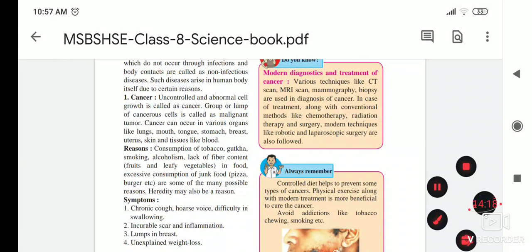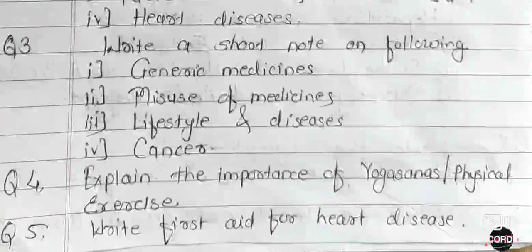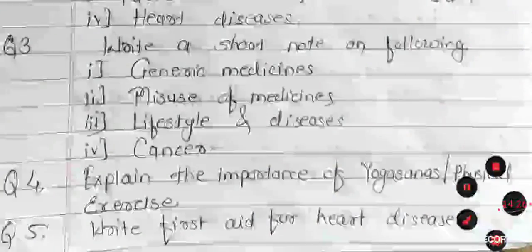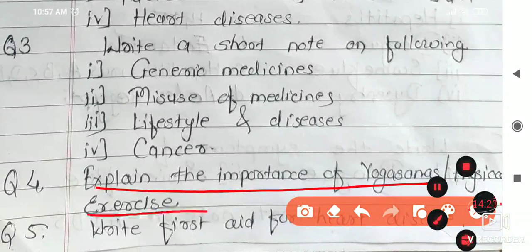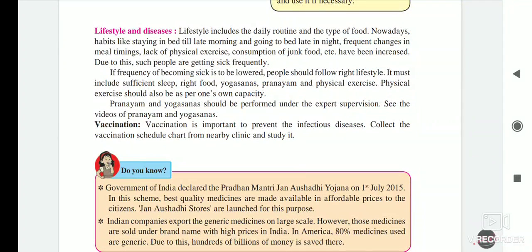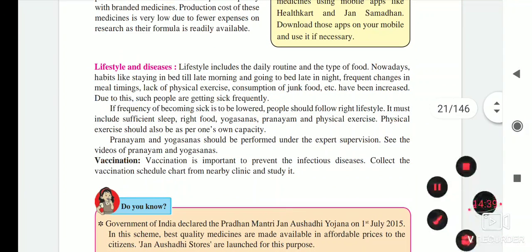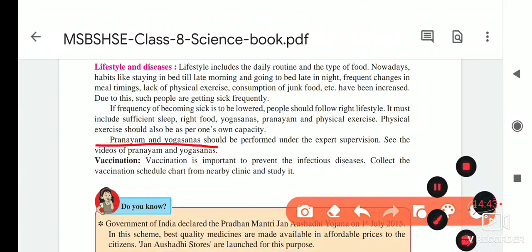After this question, we will move towards the 4th question, and question number 4 is the importance of yogasanas and physical exercise. Explain the importance of yogasanas and physical exercise. For this question, you have to write your own answer, because as you know yogasanas and pranayams are there.